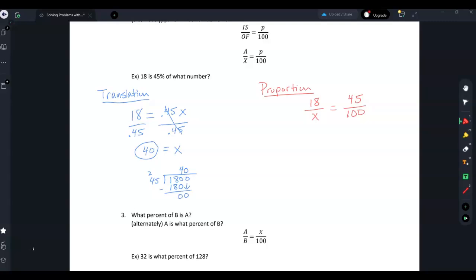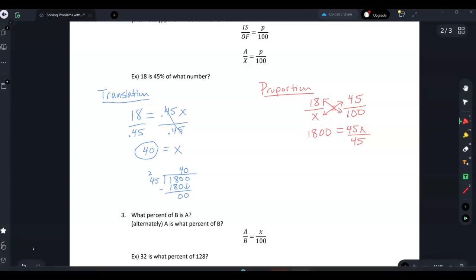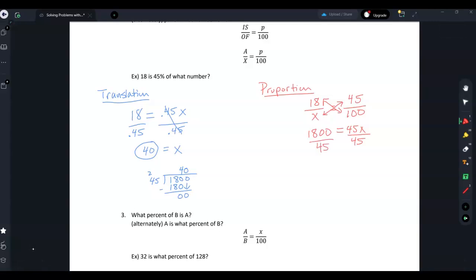And I'm going to cross multiply to solve. So 18 times 100 would be 1800. x times 45 would be 45x. And then I'm going to divide both sides by 45. And then we can just go off to the side to do this, although we did this already, right? When we ended up moving the decimals in the last one, we ended up doing 1800 divided by 45. And then we got 40.